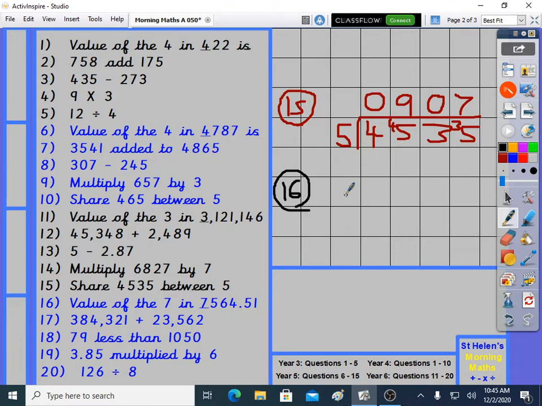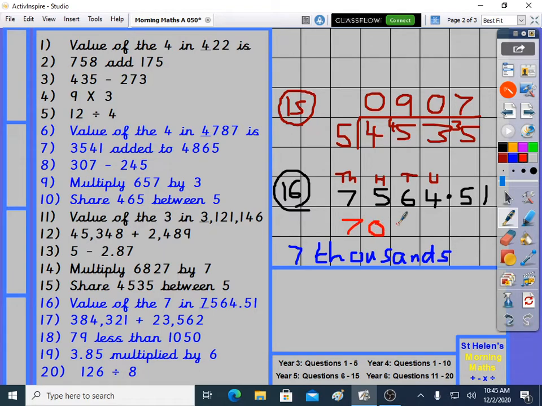Value of the 7 in 7,564.51. So the units is before the decimal point. Tens, hundreds, and the 7 is in the thousands column. So our answer is 7,000s. We don't need the decimal hats for this question. 7,000s. Some of you will have done this for years, won't you? You'll be so good at these questions. They'll be so easy for you now. 7,000, like that. So 2 answers, words and digits.